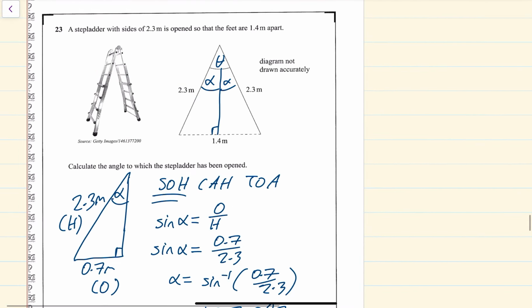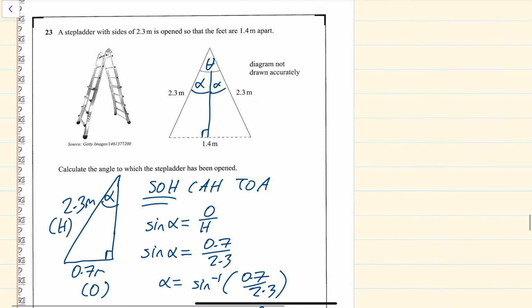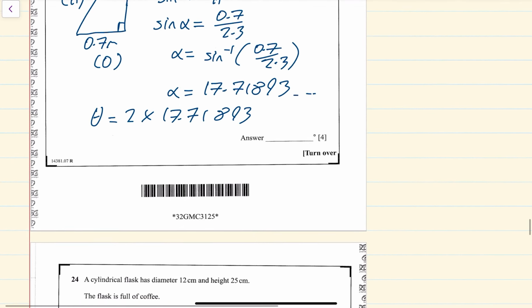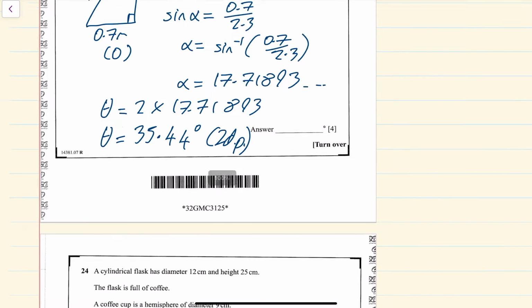And now it doesn't say to what degree of accuracy. Calculate the angle at which it is being opened. I don't think it said on the front of the page. It may well have done. Just check that yourselves, folks, and then just do that accordingly. Everyone can do that. So we'll go for 2 decimal places: 35.44 degrees to 2 decimal places.